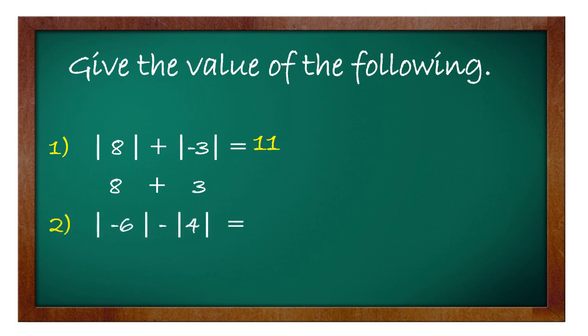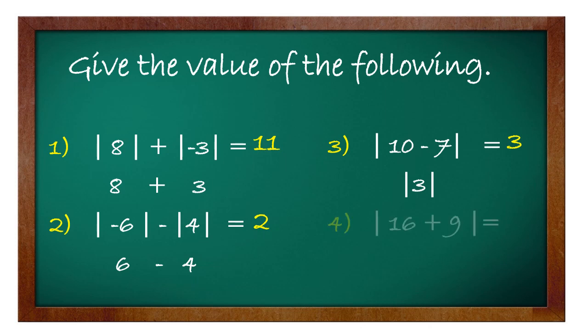Next, absolute value of negative 6 minus absolute value of 4. So, absolute value of negative 6, we have 6. Absolute value of 4 is 4. 6 minus 4, we have 2. Now, on the number 3, bago natin kunin yung absolute value, isusubtract muna natin siya. So, 10 minus 7, we have 3. Then, absolute value of 3 is 3.